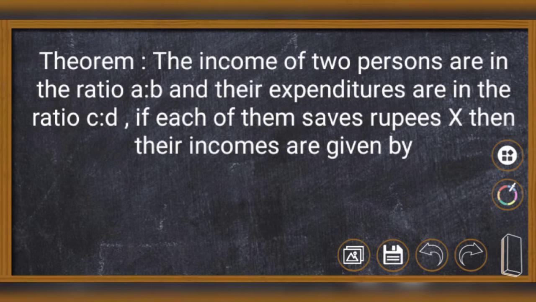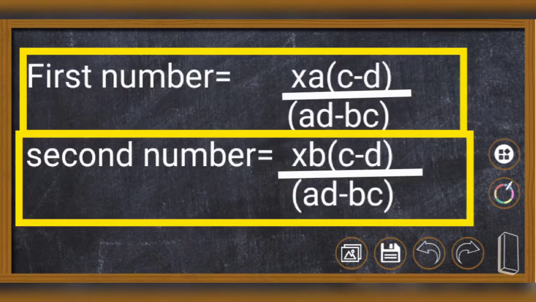Now going to the theorem: the incomes of two persons are in the ratio A is to B and their expenditures are in the ratio C is to D. If each of them saves rupees X, then their incomes are given by the following. This is the same as the last video, when each ratio is increased by a certain number. That equation is used in this problem also.